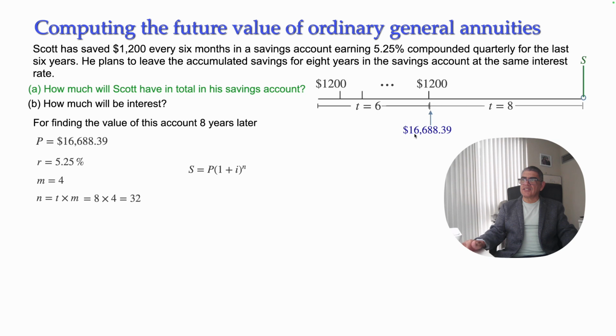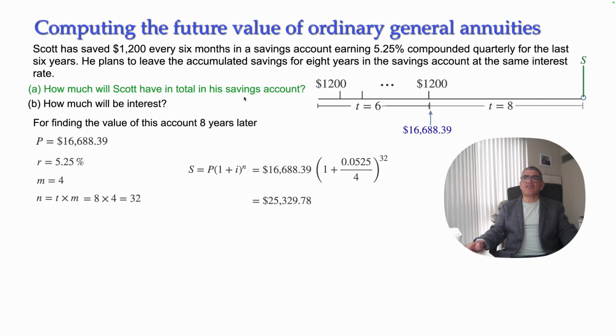This present value is 16,688.39. The I is just the nominal rate of interest divided by how many conversion periods per year, 4. So it will be 16,688.39, that is the present value, open bracket, 1 plus 0.0525 divided by 4, to the power, and the power will be n, that is 32. Okay, so make a substitution. I found this number, 25,329.78. This is the amount that Scott has at the end.